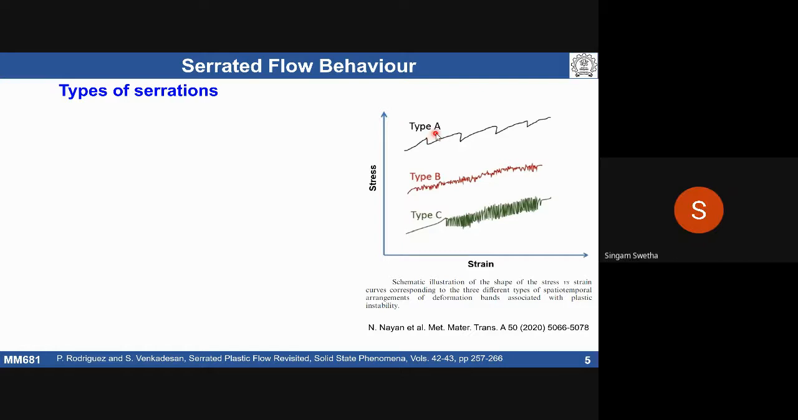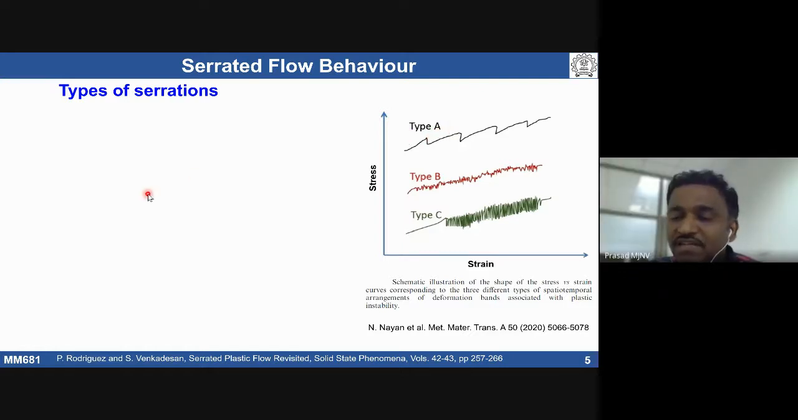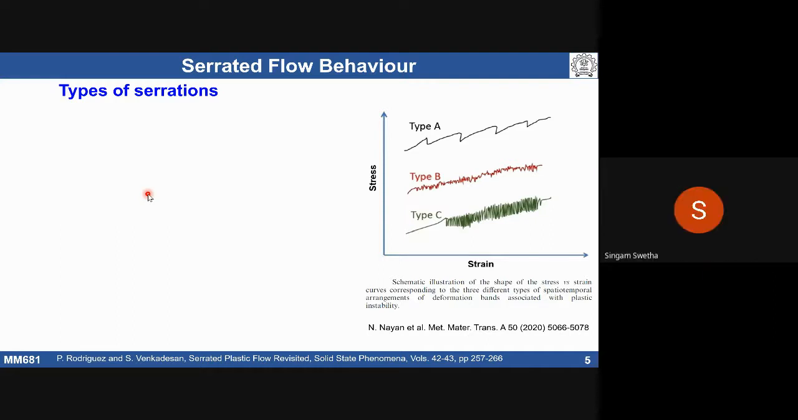So in type A, if you look at here, I just listed down what conditions can give us type A, type C.